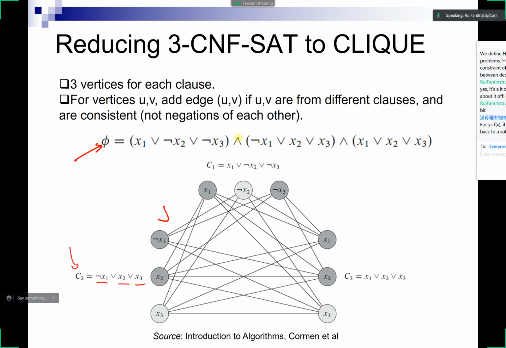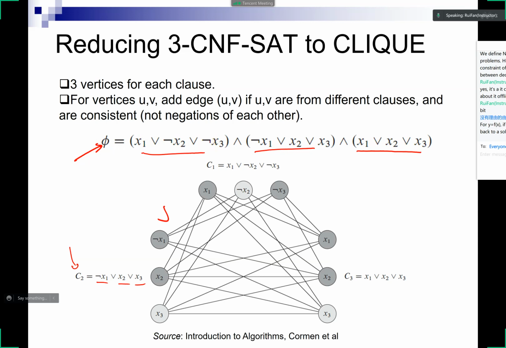Well, this formula is an AND of a bunch of clauses, right? So in order to satisfy this formula, you have to satisfy every clause. Every clause has to be true, because otherwise, when you AND them together, you don't get true. So if every clause is true, then because every clause is an OR of the literals, at least one of these literals has to be true, because if all three literals in a clause are false, then the entire clause is false.